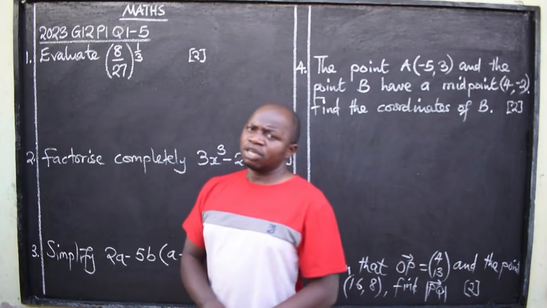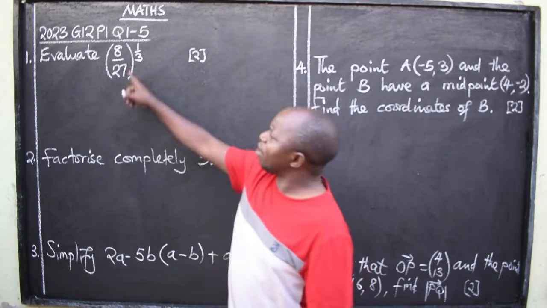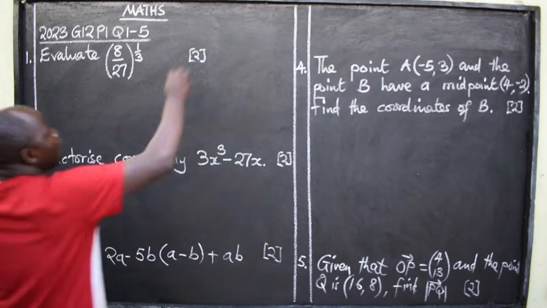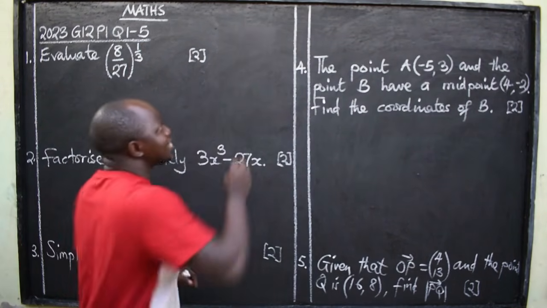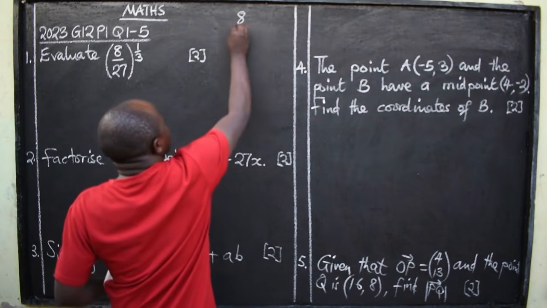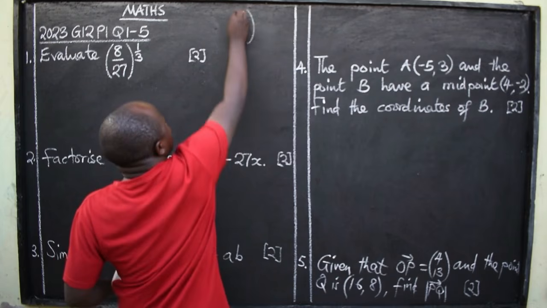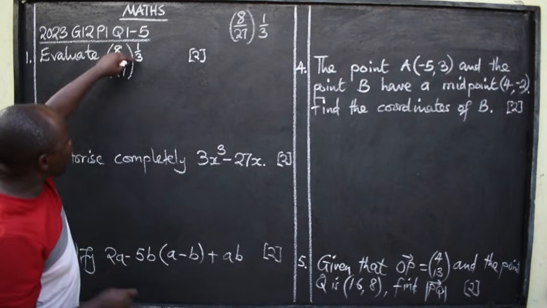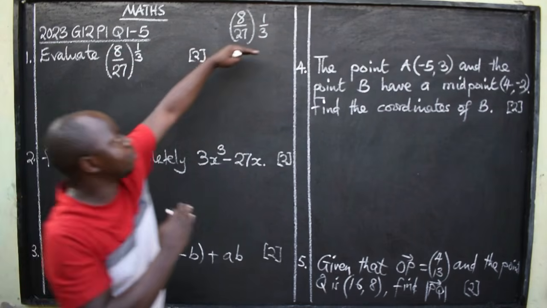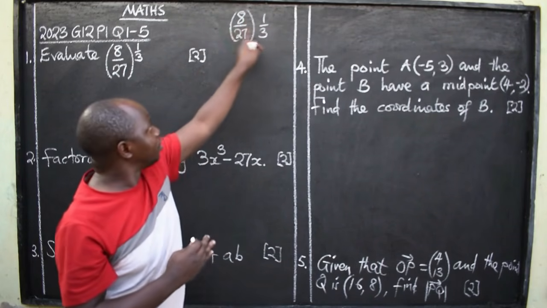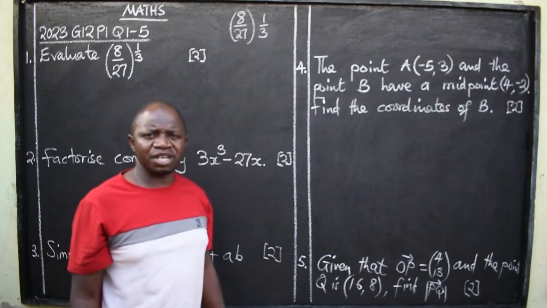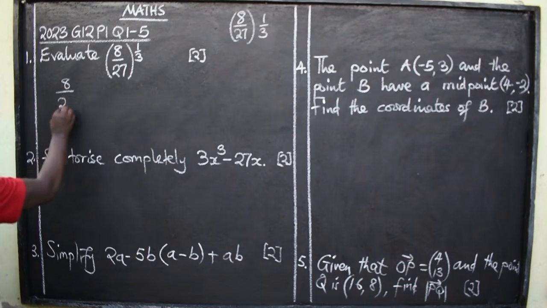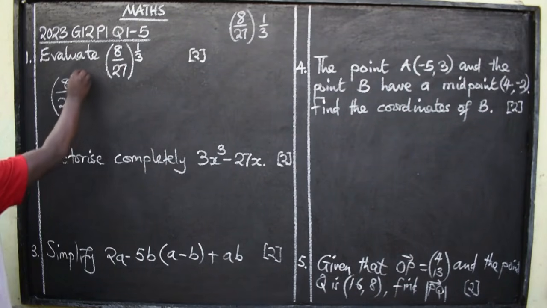Remember, in paper 1 you are not supposed to use the calculator. So, 8 over 27, and this one here is a power. You are not supposed to write it in this way, 8 over 27, 1 over 3 on the same line. That is wrong. 1 over 3 is a power, so it has to be raised. Writing like this is considered wrong. Simple. So, 8 over 27 here, the power is 1 over 3.